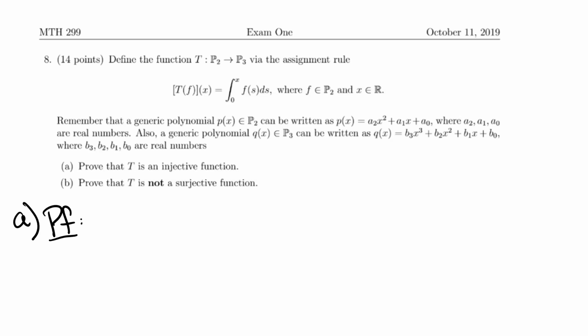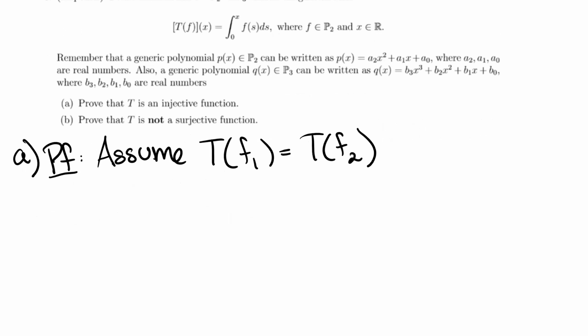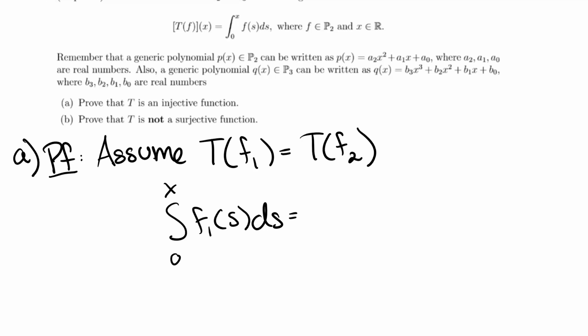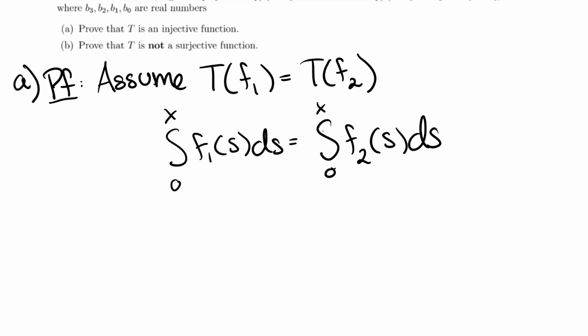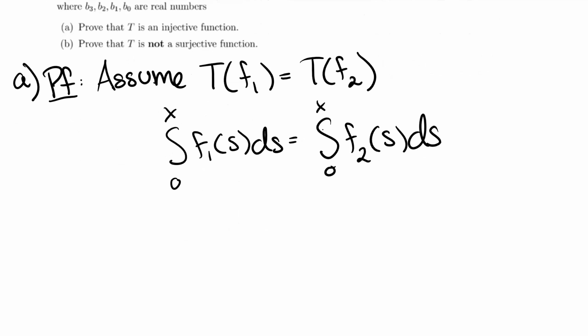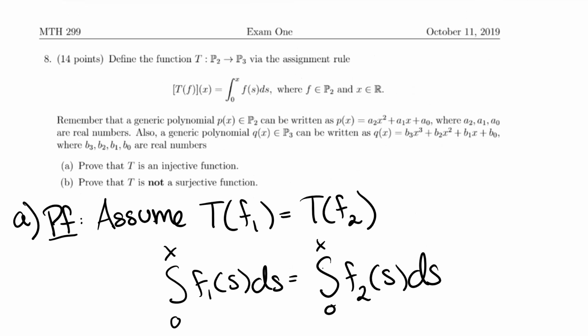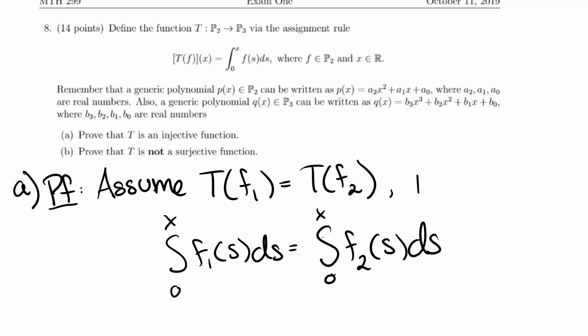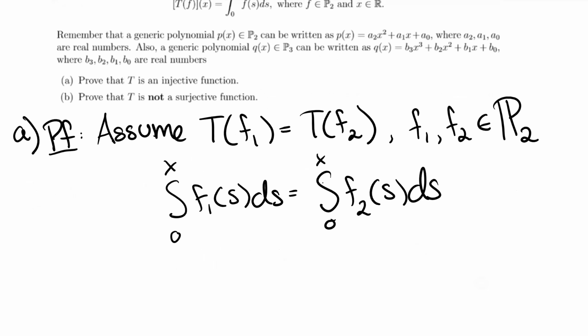Okay, so let's start by assuming T of f1 equals T of f2. Well, what does that mean? That means that the integral from 0 to x of f1 of s ds equals the integral from 0 to x of f2 of s ds. So I'm assuming that this is true. All right, well, this looks kind of ugly, doesn't it? Well, what do we know about these f1 and f2? So f1, f2 both need to be polynomials of maximum degree 2.